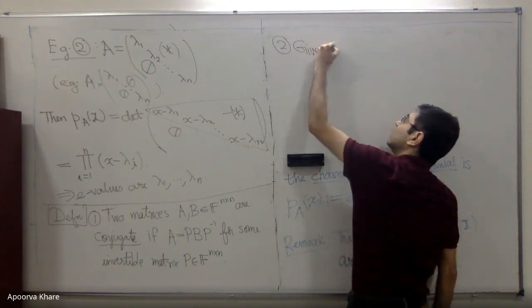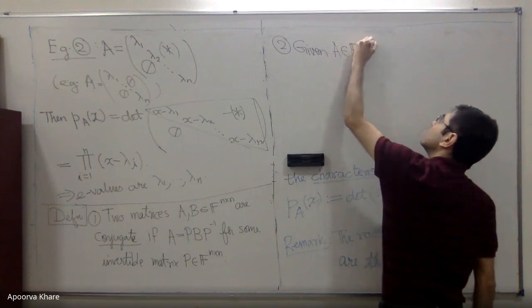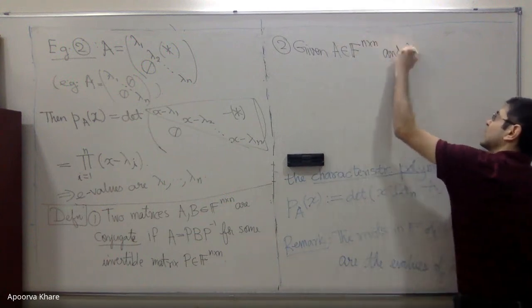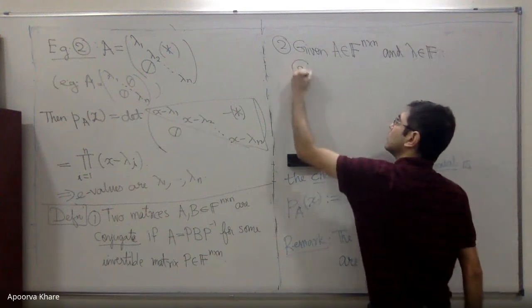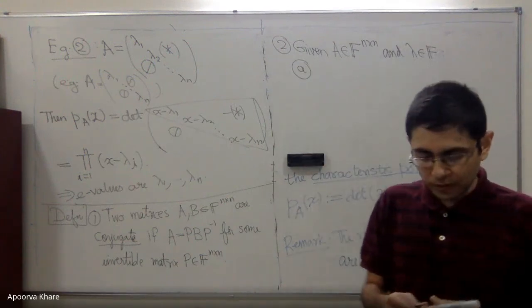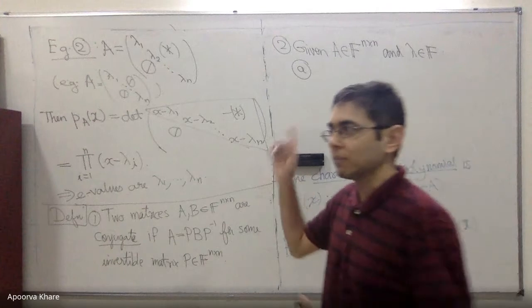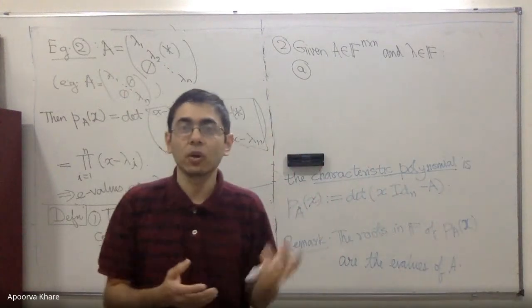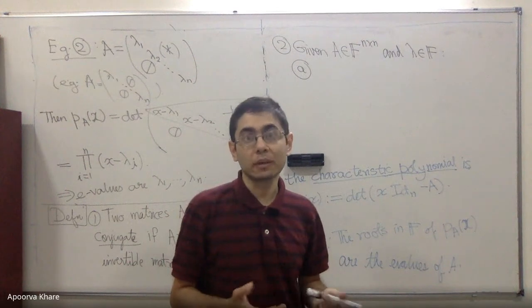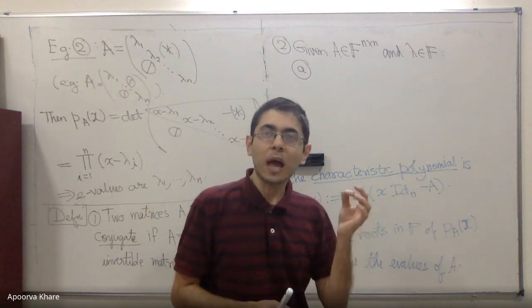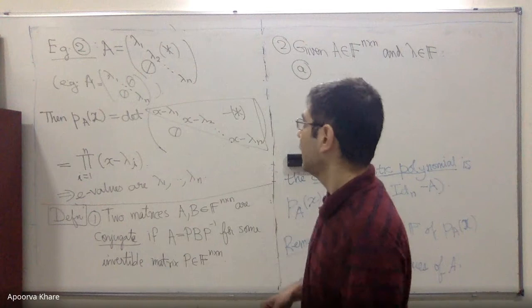So given a matrix and lambda a scalar. Okay, so basically there are two different things you can talk about. Given lambda, think about lambda as an eigenvalue of the matrix. Then there are two different things you can talk about, two different numbers you get, integers. One is how many times does lambda occur as an eigenvalue.